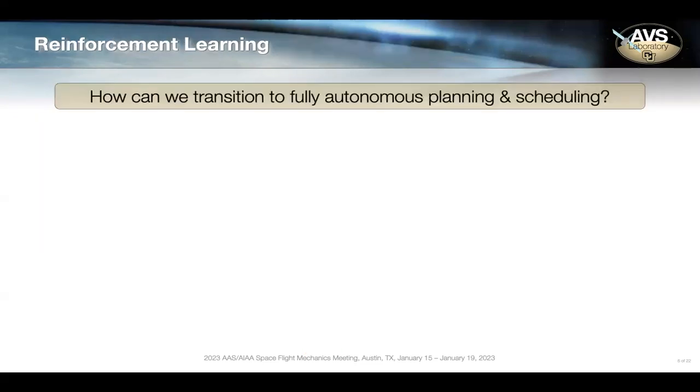So in our lab, we've looked at using reinforcement learning as a form of onboard planning and scheduling. There have been other techniques like iterative repair used at JPL that repair an a priori plan on orbit as necessary. But we're really interested in how we can transition to fully autonomous planning and scheduling, and we think that RL is a really good way to do that.